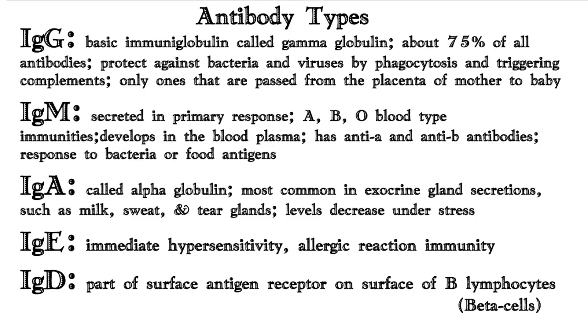Immunoglobulin A is immunoglobulin alpha. This is going to be common in exocrine glands. As we've talked about, exocrine glands from the skin produce secretions such as milk, sweat, and tears. These are going to help protect the body. That's especially why a baby will receive antibodies through drinking milk. Now, these levels of immunoglobulin alpha will decrease under stress.